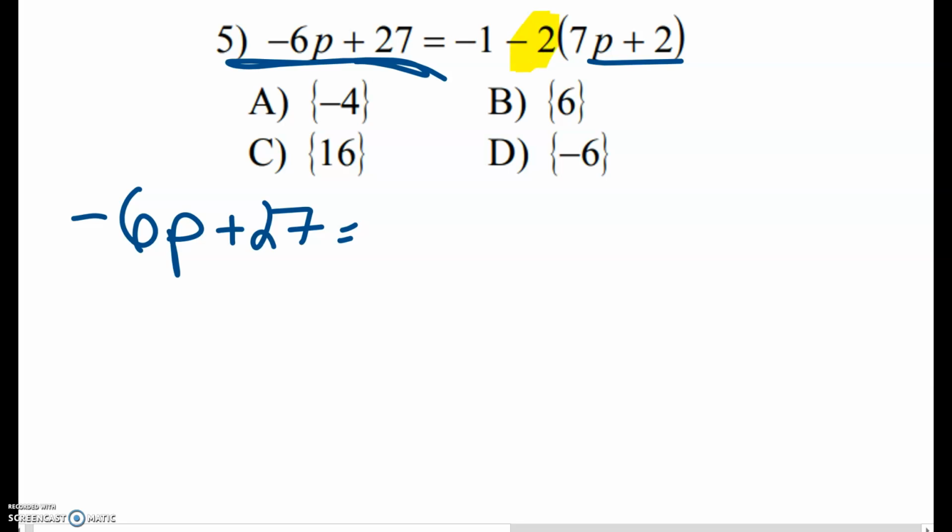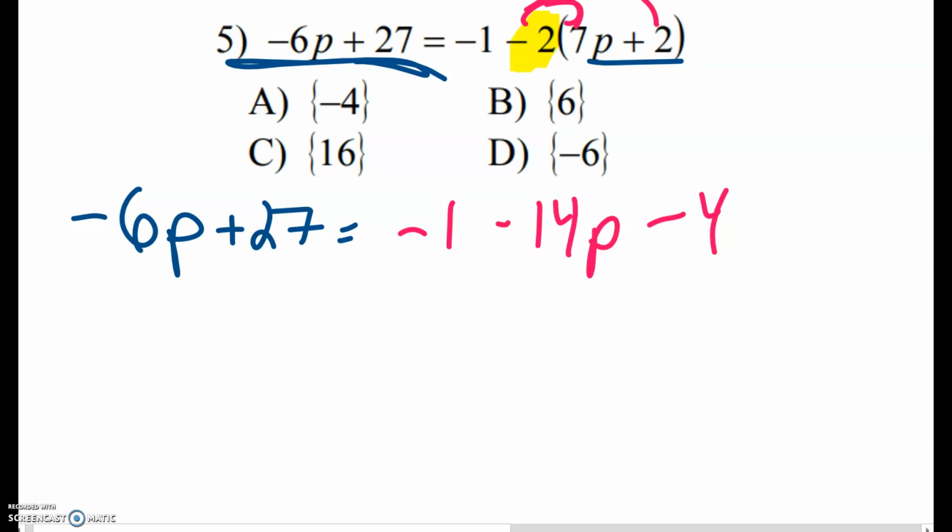Right? If I have a number in front of a parentheses, I have to distribute it. So we're going to keep the negative 1. Then negative 2 times the 7 would equal negative 14p. The negative 2 times the 2 would equal negative 4. Now, again, look at both sides.